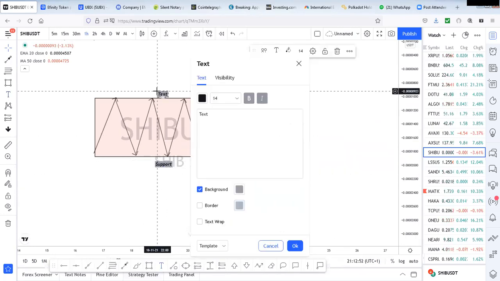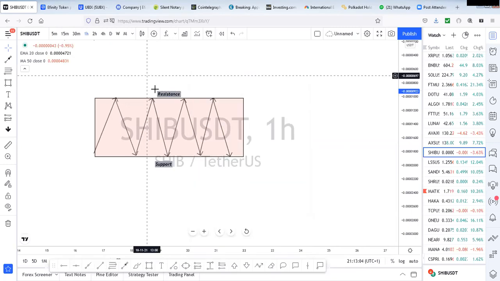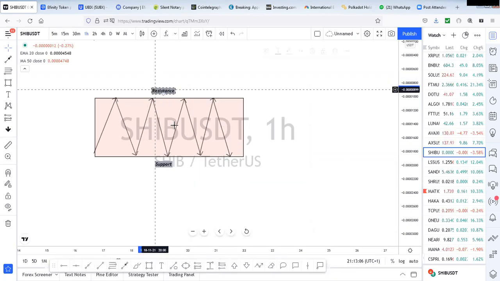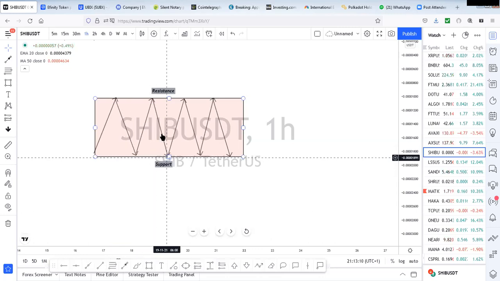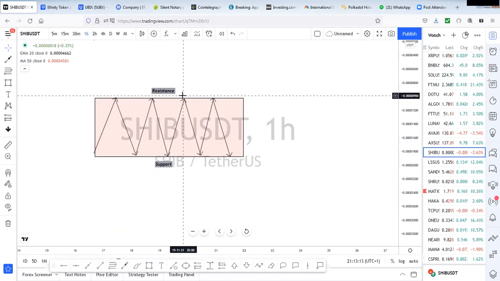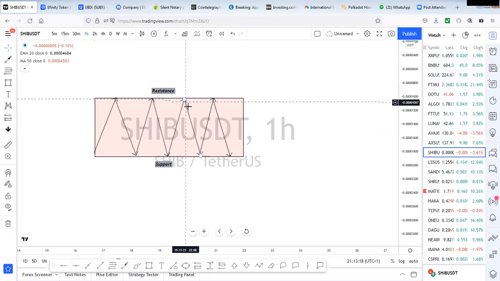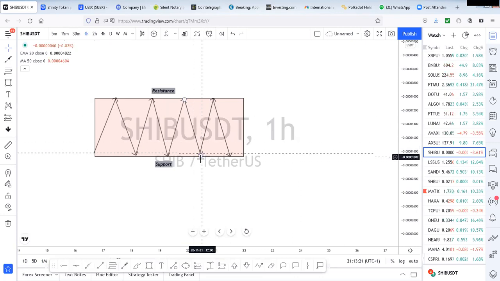While this area is our resistance. So if you are trading this kind of market, you buy at the support level and take profit at the resistance level. You sell at the resistance level, you understand? And take profit at the support level.